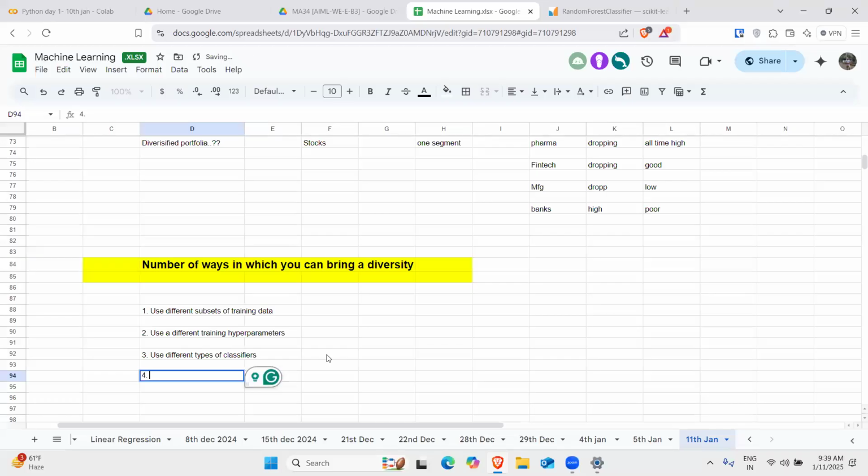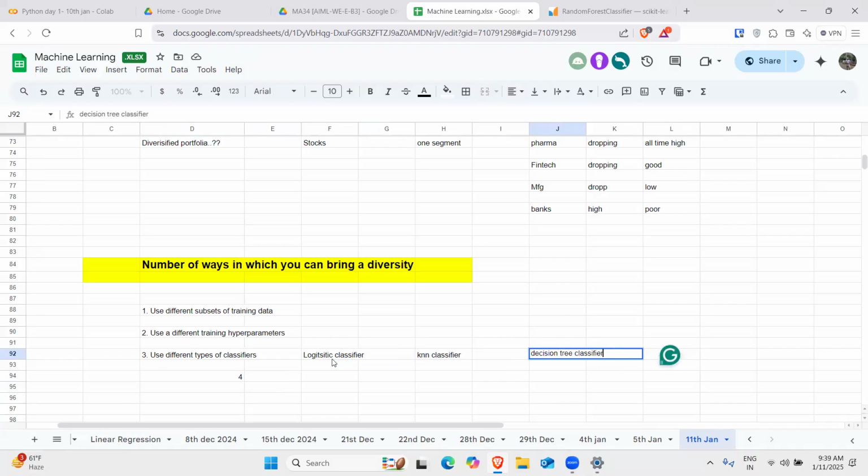Just like the case you are using a logistic regression classifier and building a model, you'll use a KNN classifier, not random forest. This time you'll use a decision tree classifier. And you'll combine the results of all these three models, right?